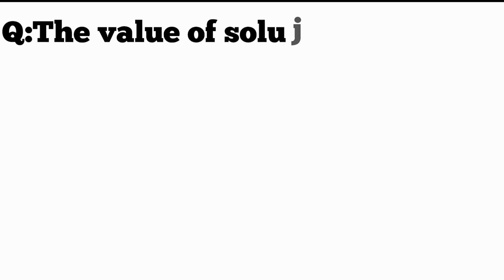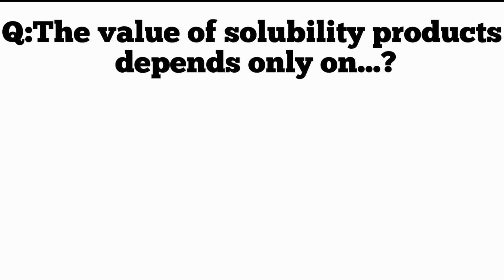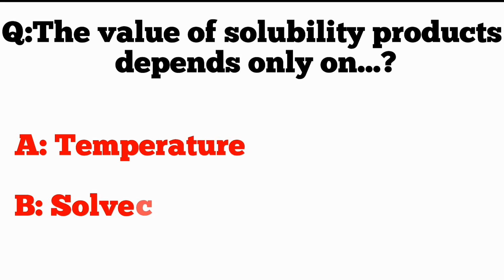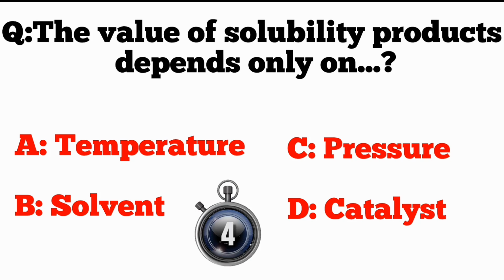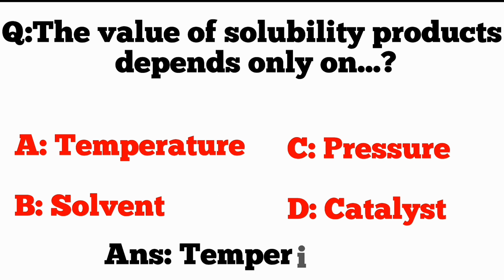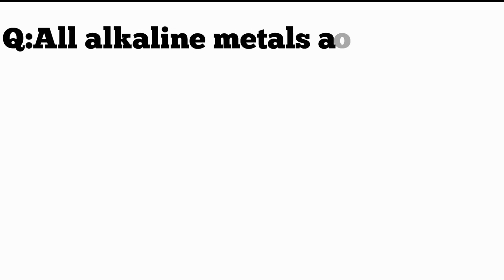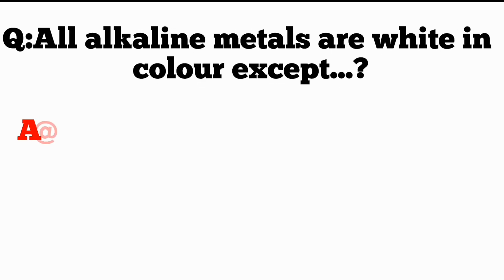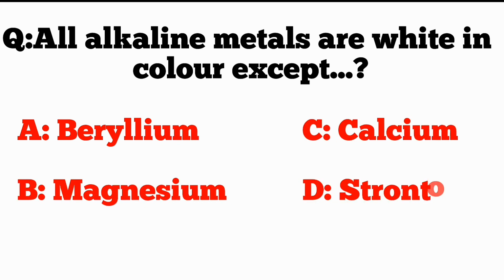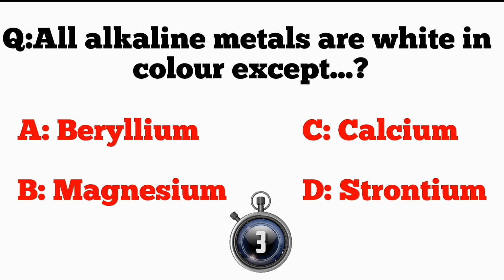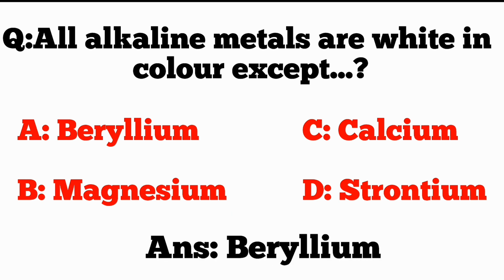Q. The value of solubility product depends only on A. Temperature. B. Solvent. C. Pressure. D. Catalyst. Answer: Temperature. Q. All alkaline earth metals are white in color except A. Beryllium. B. Magnesium. C. Calcium. D. Strontium. Answer: Beryllium.